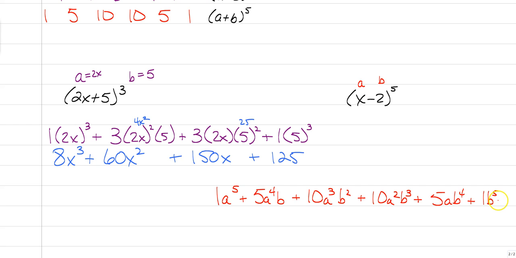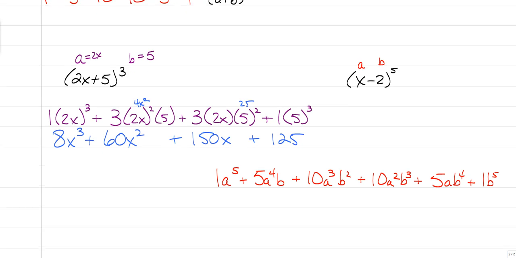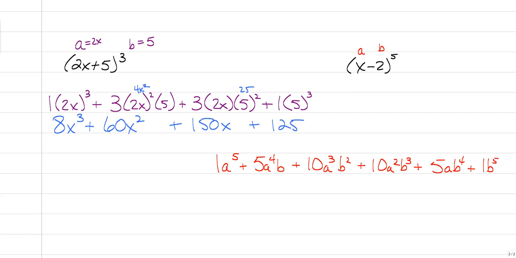Again, notice we start at a to the 5th, a to the 4th, a cubed, a squared, a to the 1st, a to the 0, which means it's gone. But you start with b to the 0, b to the 1st, b squared, b to the 3rd, b to the 4th, b to the 5th. Okay? So now you can go substitute every one of those terms in.